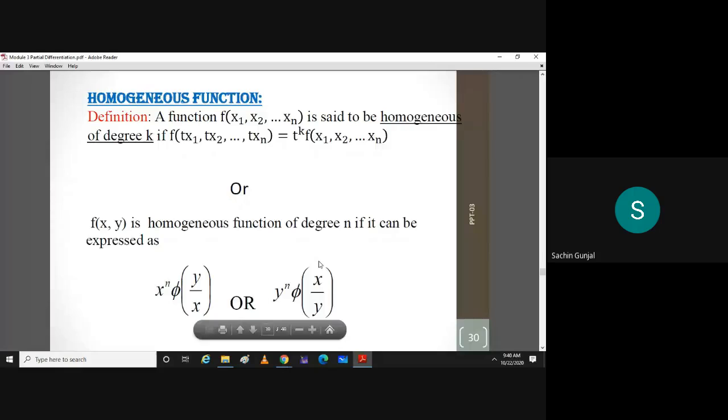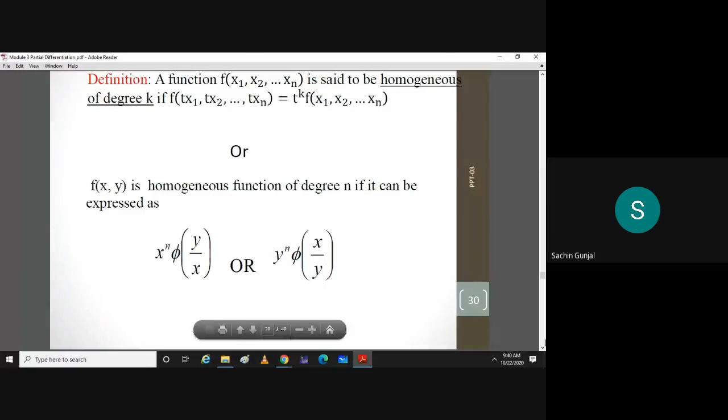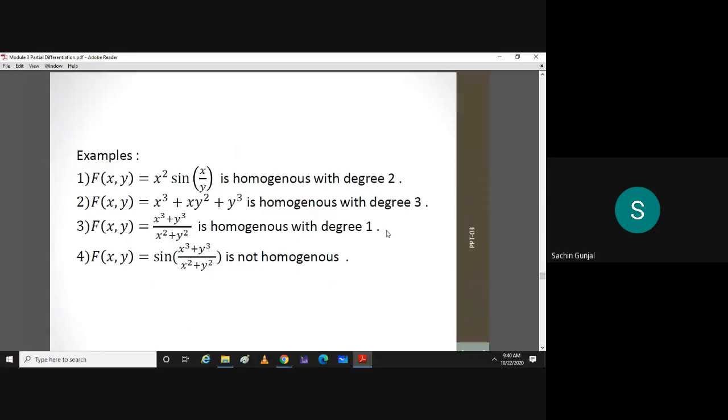So if you look at the example, f of x, y is homogeneous of degree 2. How will you check that? Replace x by tx, y by ty. Here it will be t square x square sine of tx upon ty. So the t's get cancelled inside the bracket, and you have outside t square into x square sine of x upon y. Are you getting it? Therefore its degree is 2.